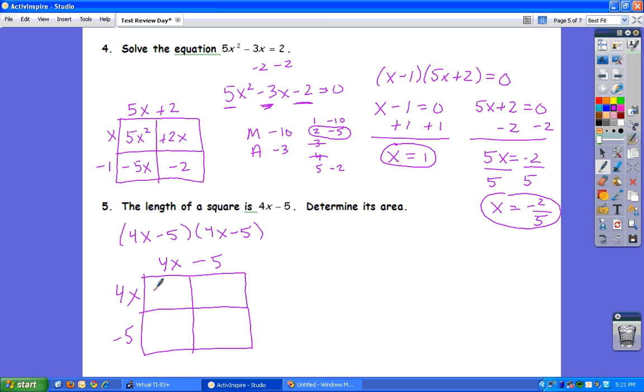I'm going to quickly multiply this. 4x times 4x is 16x squared. This is negative 20x, negative 20x, and positive 25. Combine your like terms, and so you get 16x squared minus 40x plus 25. That's your area.